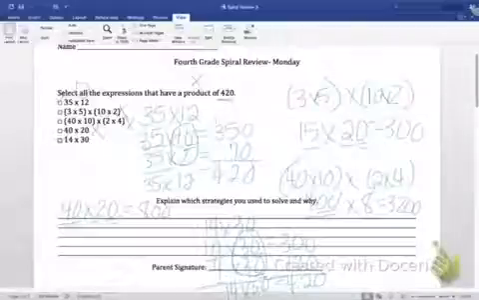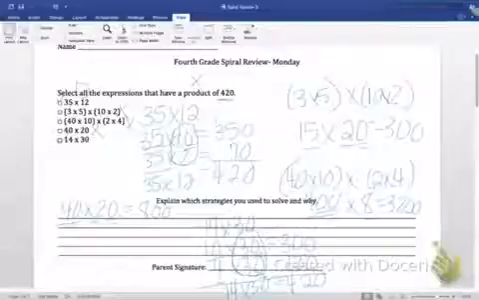So again, we had the kids prove and disprove their answers. We know that 35 by 12 and 14 by 30 both give a product of 420, and we disprove the other ones in between.